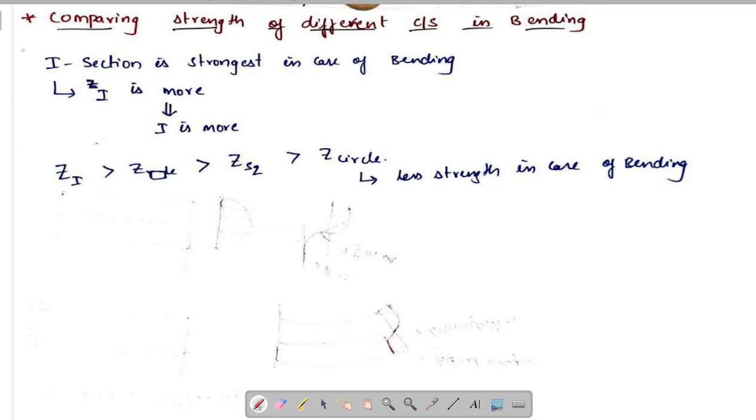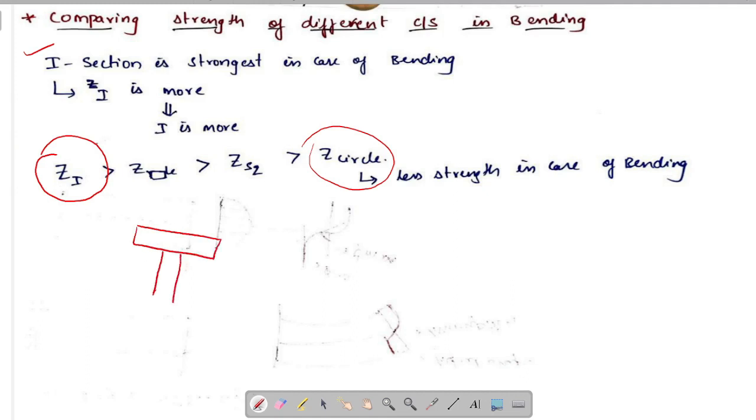If we see this, it is said that I section is strongest in case of bending. Now let's see how I section is preferred in case of bending. If we observe the section modulus of I section, rectangular section, square section and circular section, I section has maximum section modulus, whereas circular has least section modulus. Now let's see, without calculating, how we obtain this. If we observe the I section, it looks something like this.